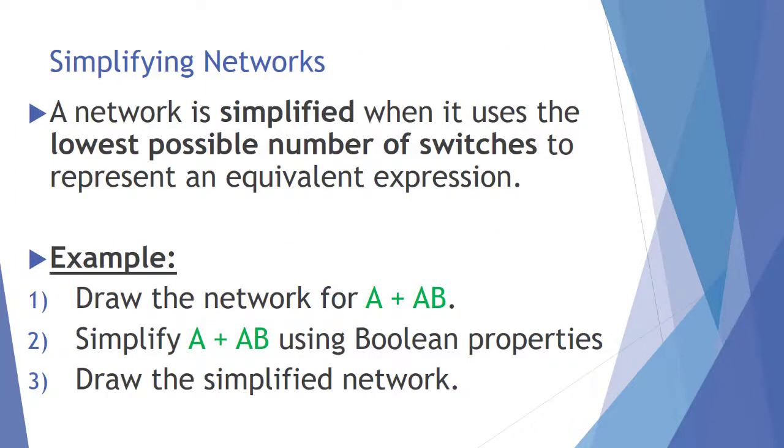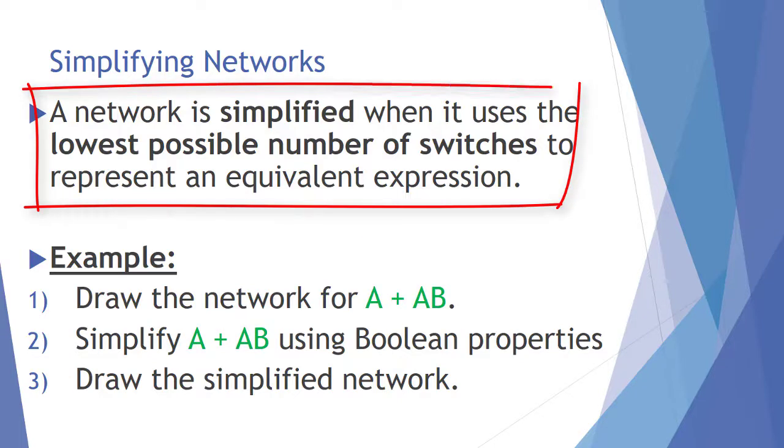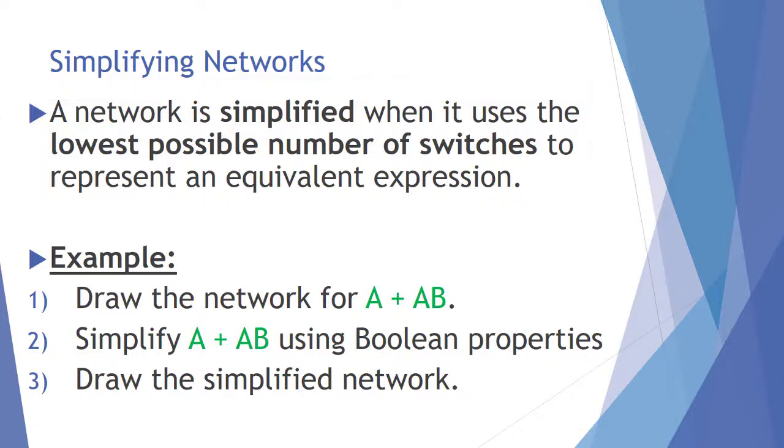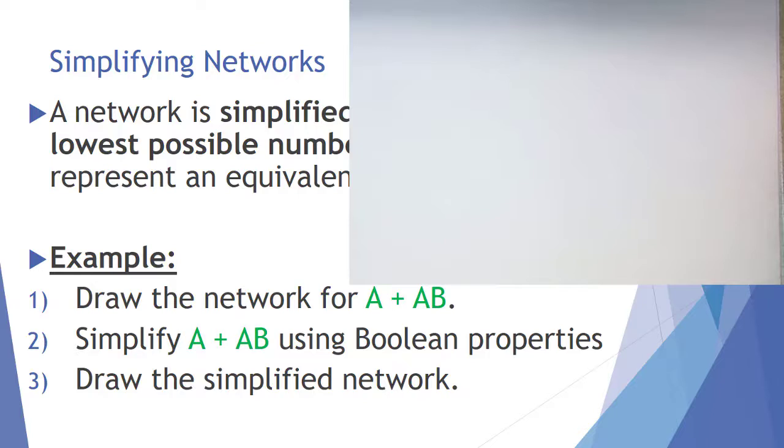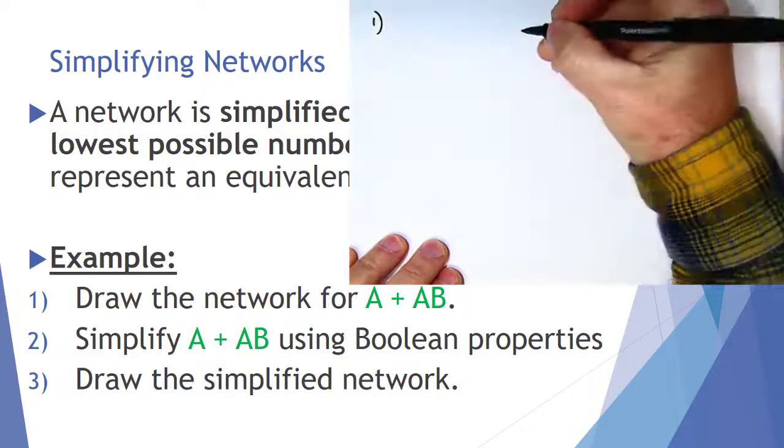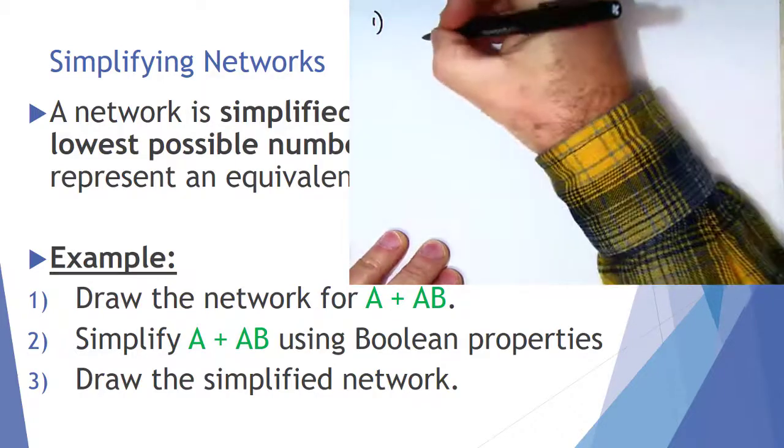So let's use those properties to simplify some networks. What does it really mean to simplify? Well, a network of switches is simplified when it uses the lowest possible number of switches to represent an equivalent expression. So we never want a switch network to be more complex or to have more switches than necessary. Let's look at a simple example. Let's draw the network for A or AB, and then we'll simplify it using Boolean properties, and then look at the simplified network. So, step one, let's draw this network, A or A times B.